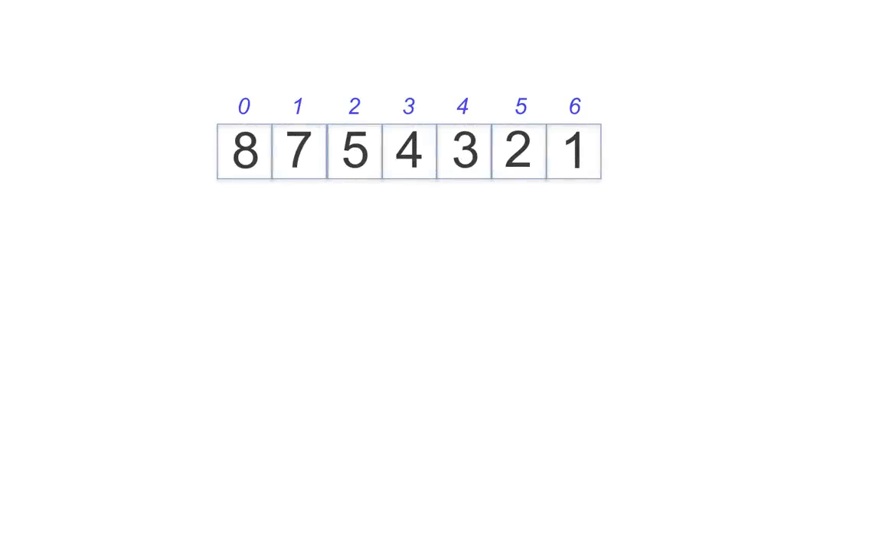Here's an extreme input situation to start with, in which the items are in reverse sorted order. The first item is the pivot. At the beginning, a left cursor is set to the second position, which is index 1, and a right cursor is set to the last position, which is index 6.